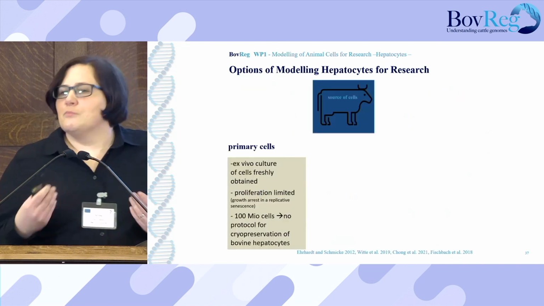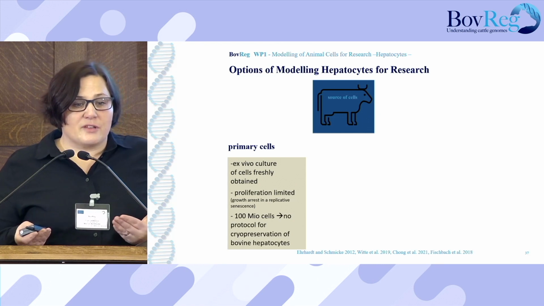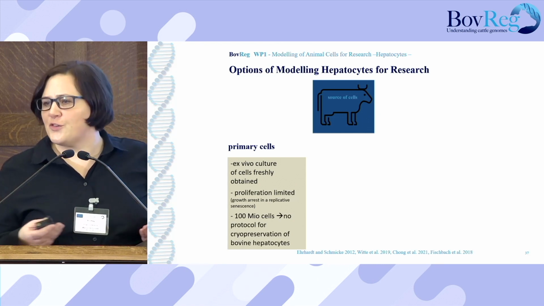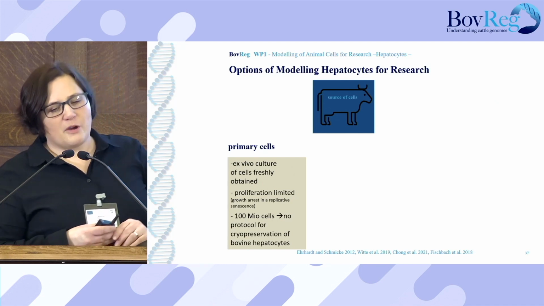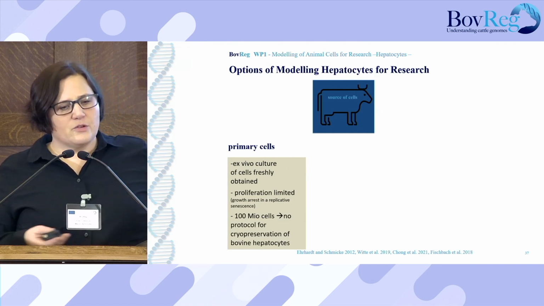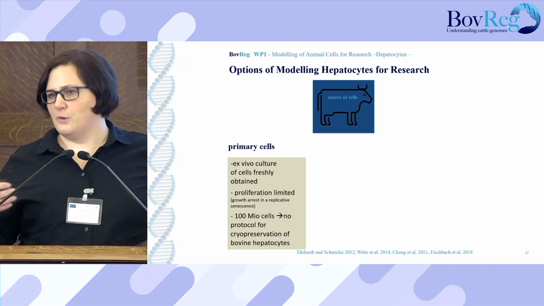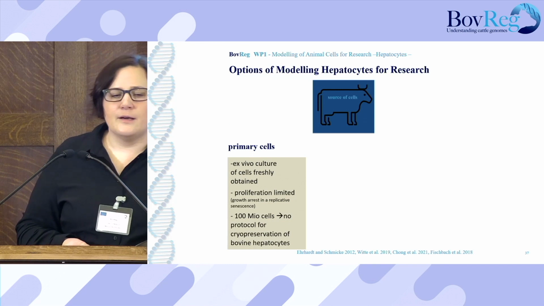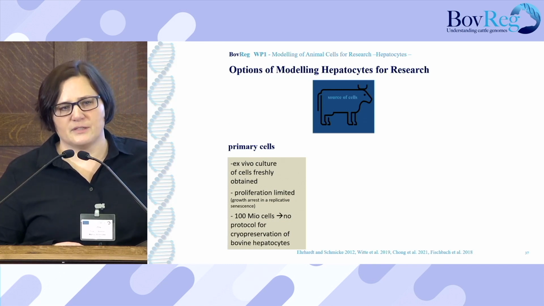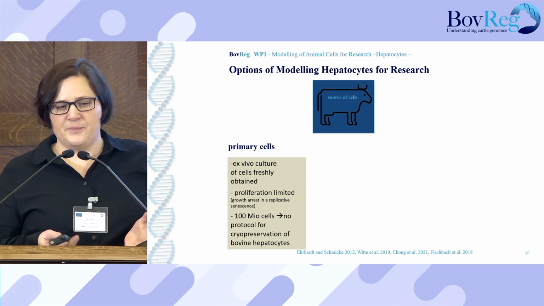So if we would like to model hepatocytes, we need the hepatocytes, of course. So I would like to give some insights on the source of cells. Within the BOFREC project, we work with primary cells. These cells are ex vivo culture of freshly obtained cells from a multicellular organism. With regard to the hepatocytes, the proliferation in vitro is limited because they are in a growth arrest.